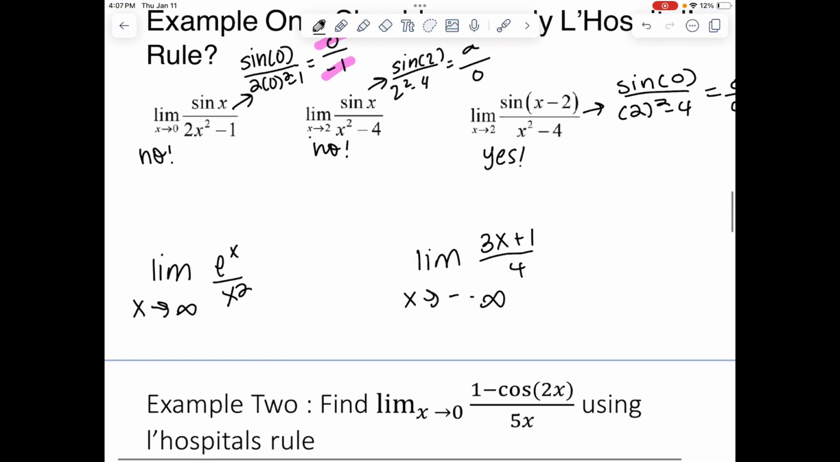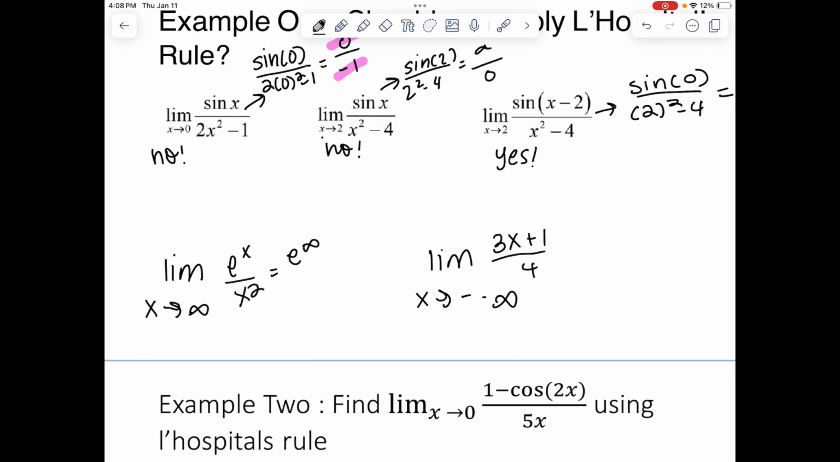Here are some examples with infinity. So e to the x power, that is an exponent. Think about this as like e to infinity. E is equivalent to about 2.71828. So e to infinity is like multiplying 2.71828 by itself infinity times. So that's just going to come out to be infinity.